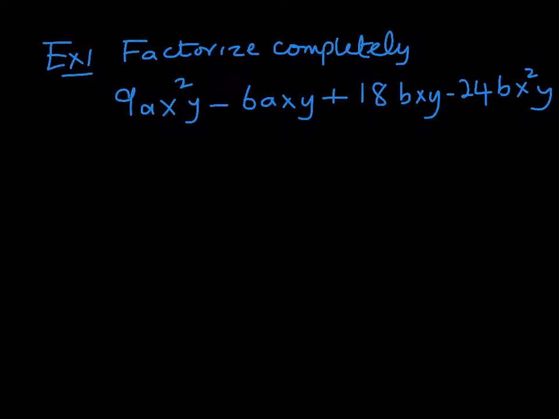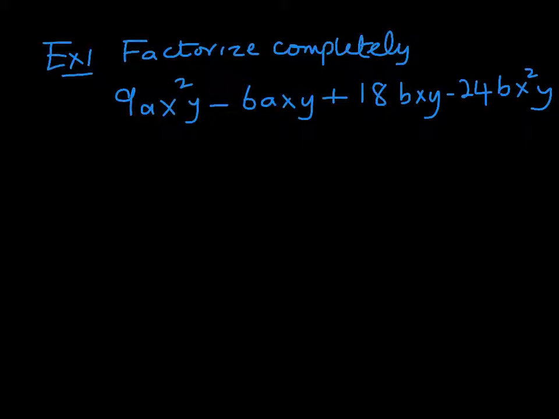In our previous examples, we have seen two algebraic terms, three algebraic terms, but here we have four algebraic terms. So how do we deal with this? Essentially, the same thing applies. So we want to find factors that are common to all the four algebraic terms here. Okay, so what is the factor that is common to 9ax squared y and 6axy and 18bxy and 24bx squared y? Okay, so let's go ahead and do that.